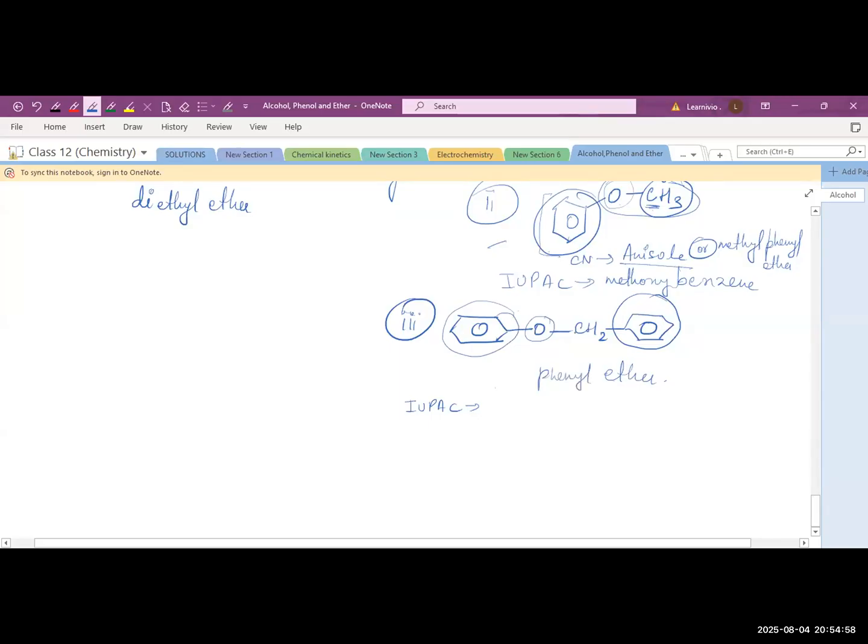Now see, for this we have CH2 over here, a methyl group which is directly attached to the benzene ring, right? So for this we use benzyl, basically, because the CH2 is directly attached to the benzene ring.